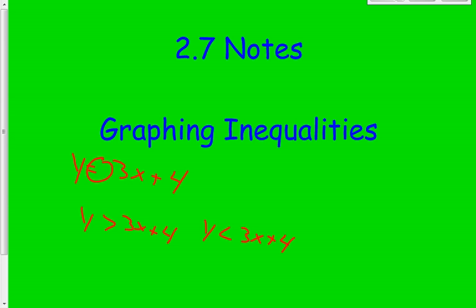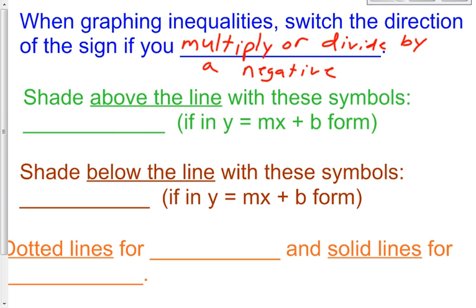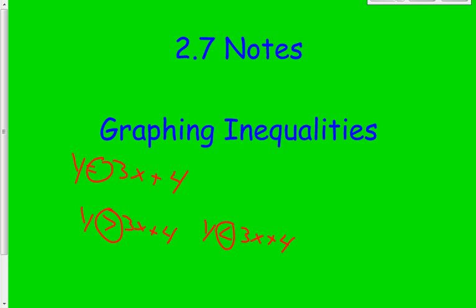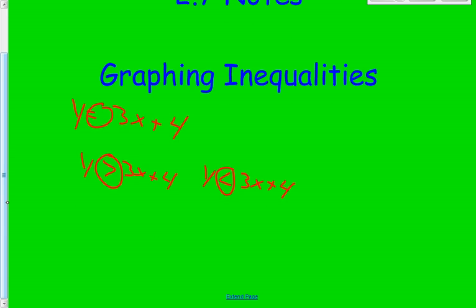These are inequalities. And whenever you multiply or divide by a negative, you need to switch the direction. I'm sure that you guys have been told that before. I think this is review, but maybe you've never been told why you do that. I could just explain it to you in a simple proof.